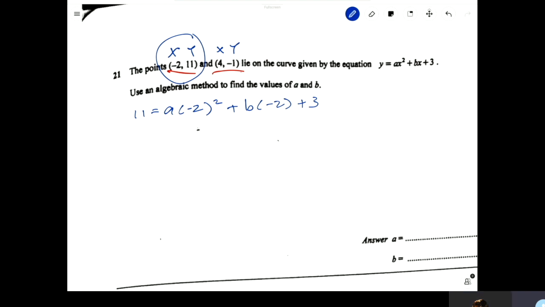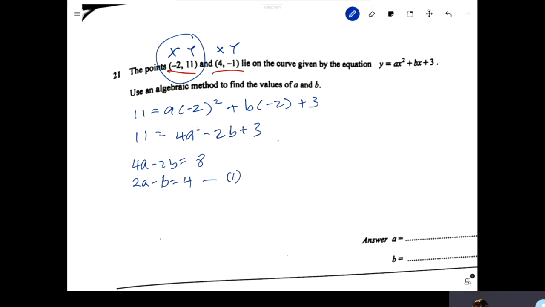So let's evaluate this. 11 equals 4a minus 2b plus 3. Let's rearrange a bit, put the 3 on the other side. 4a minus 2b equals 11 minus 3, so that's 8. I can reduce it to simplest form, dividing by 2 throughout. So 2a minus b equals 4. This is my equation number 1.